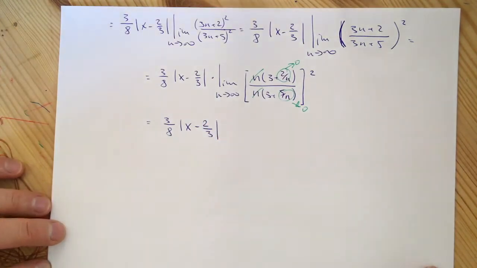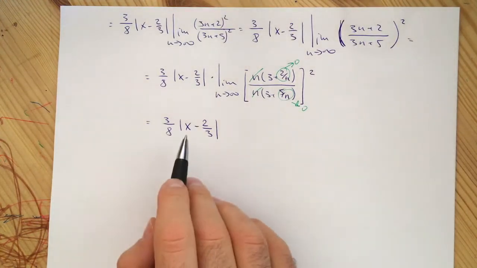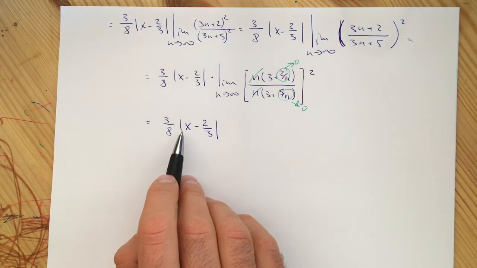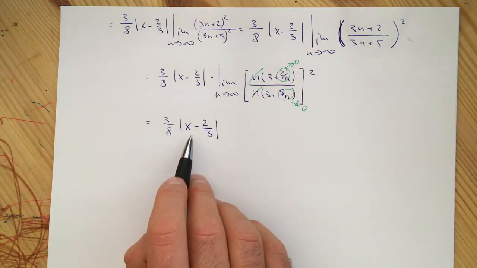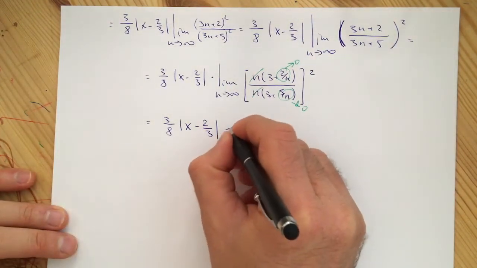Okay. Now let me remind you that we're doing the ratio test. That means that the ratio test gives you convergence if the limit of a_(n+1) over a_n, and this is what that limit boiled down to in our case, has to be strictly less than 1.